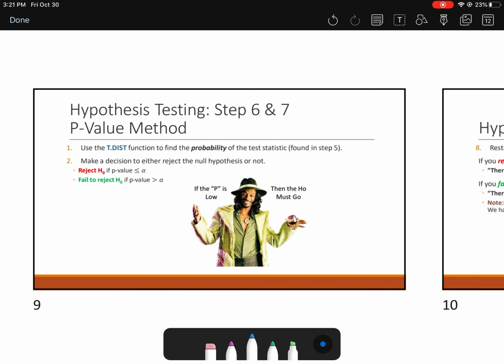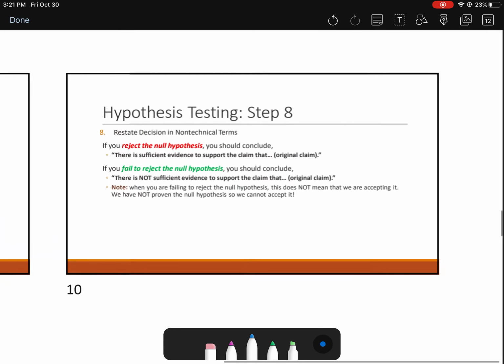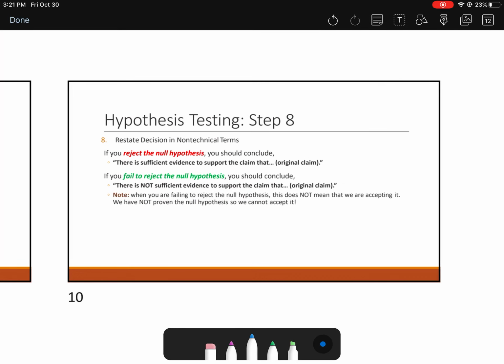So little thing, if the p is low, then the H sub 0 must go, okay, because your H sub 0 is your null hypothesis. Okay, and then step 8 is you restate the decision in non-technical terms. So if you reject the null hypothesis, you should conclude there's sufficient evidence to support the claim that, then you state the original claim. If you fail to reject the null hypothesis, you should conclude there is not sufficient evidence to support the claim that, and then again you write the original claim.